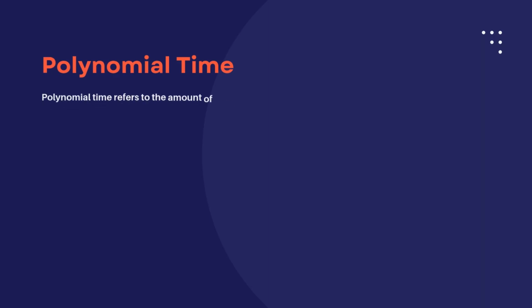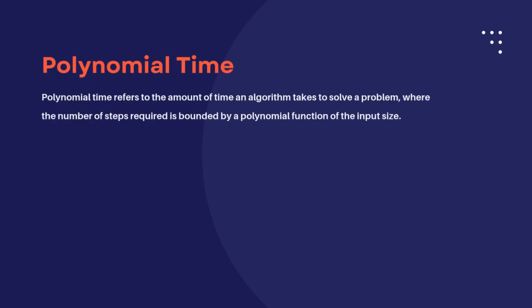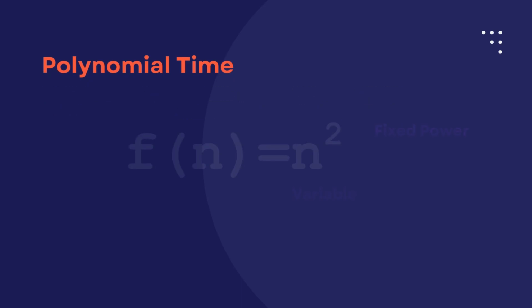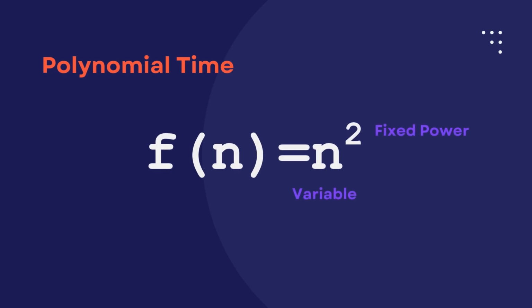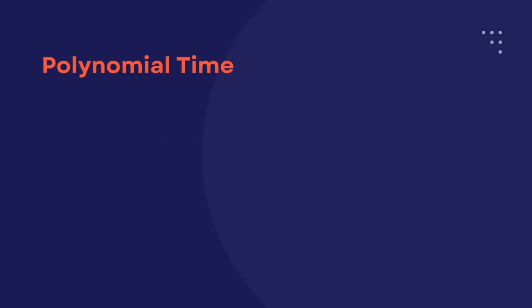Polynomial time refers to the amount of time an algorithm takes to solve a problem, where the number of steps required is bounded by a polynomial function of the input size. This means the time it takes to determine whether a solution exists for a problem with n inputs can be expressed as a polynomial function, where a variable such as the input size n is raised to a fixed power such as 2.